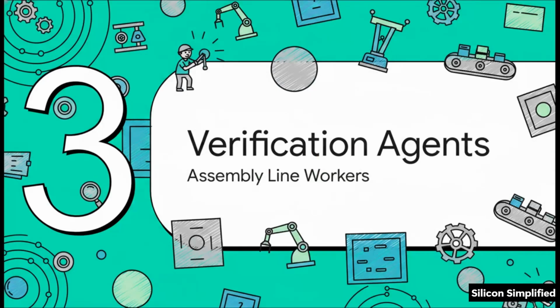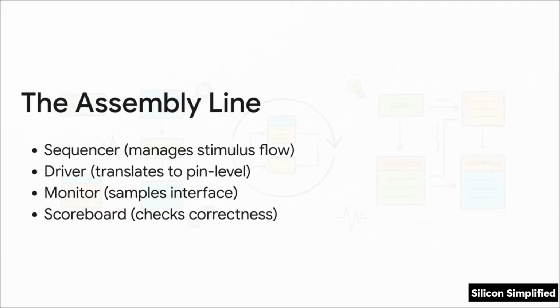Moving right along to Section 3, the verification agents. Let's zoom in from that macro environment down to the specific workers on our assembly line. Think of the UVM agent kind of like a floor manager that groups together three really essential workers: the sequencer, the driver, and the monitor. The sequencer is basically the dispatcher, right? It manages the execution and flow of your high-level sequence items.